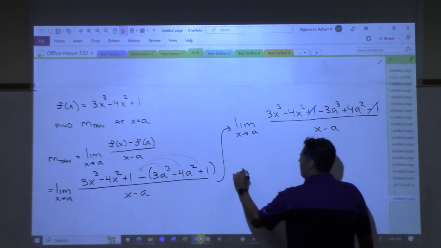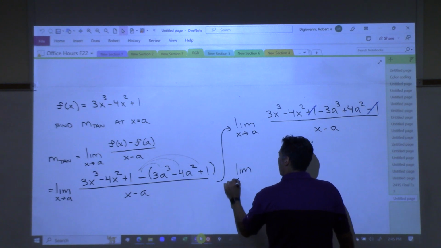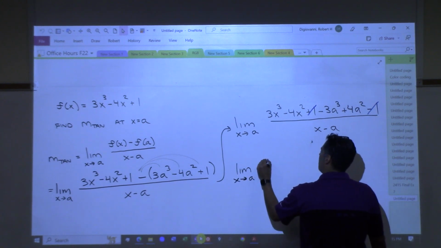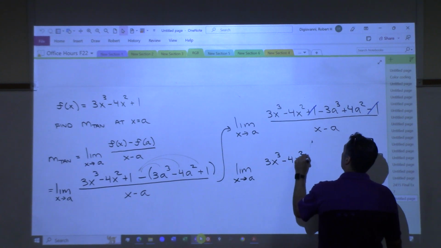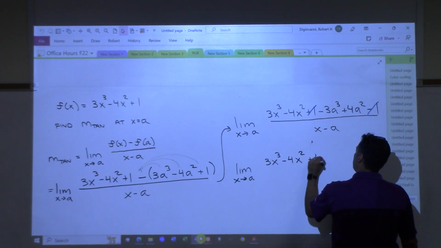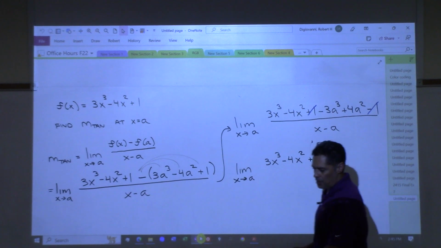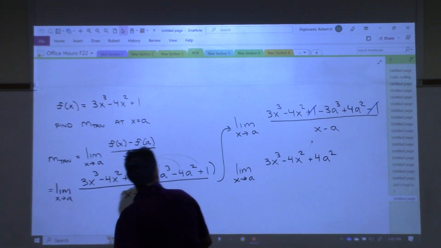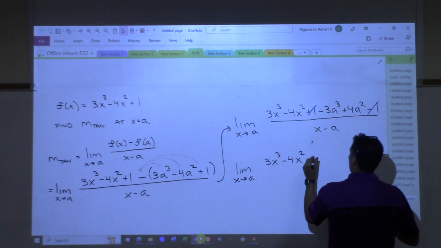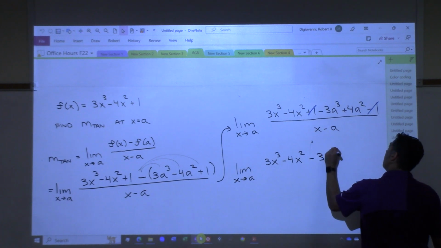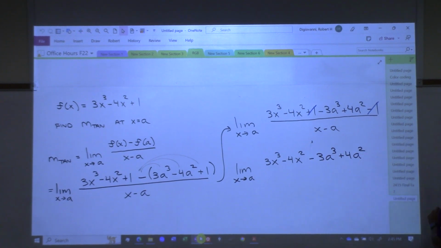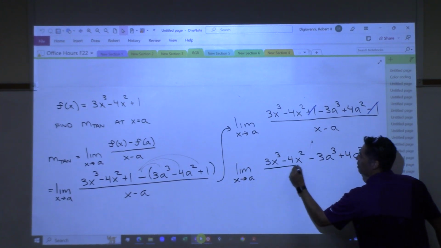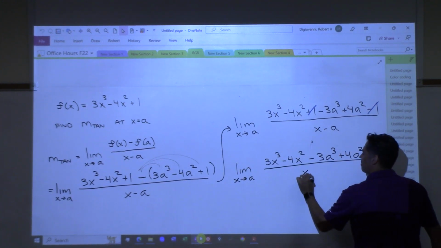And so I have limit as x approaches a of 3x cubed minus 4x squared plus 4a squared. I'm missing something. Hold on. Minus 3a cubed plus 4a squared. All right, I think I got that all. All over x minus a.